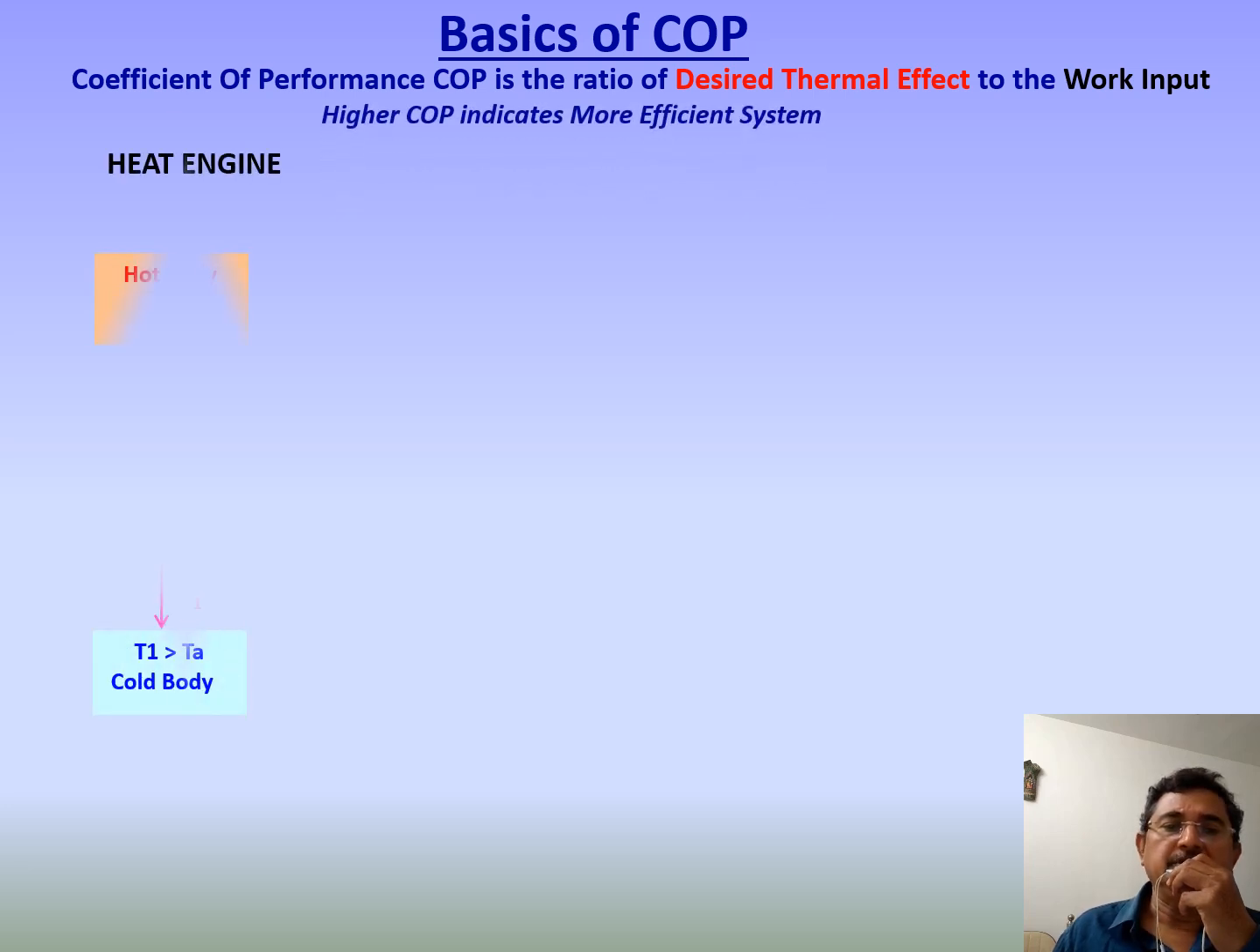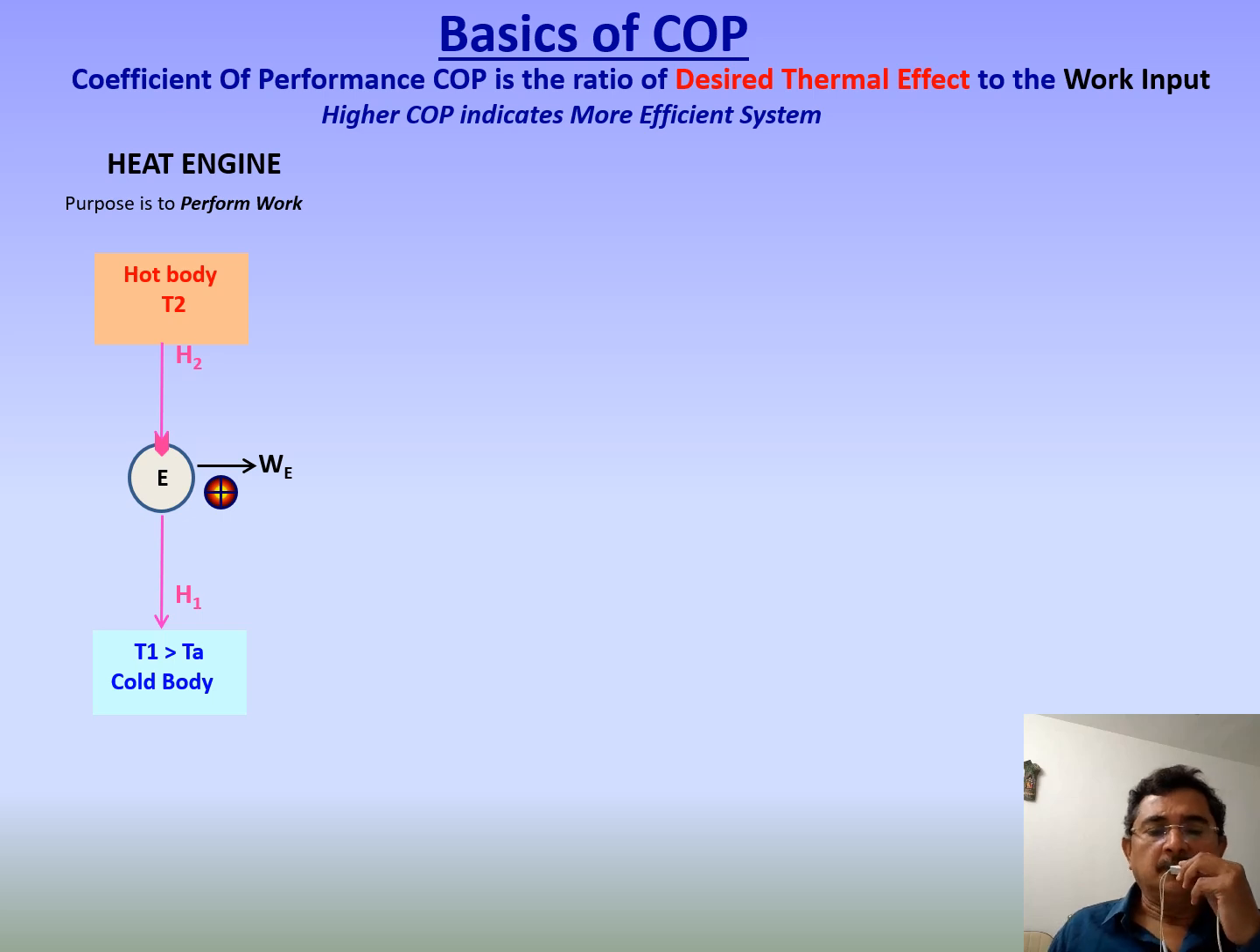Now consider the heat engine. The purpose of heat engine is to perform work. COP is not directly applicable to heat engine, but the measure of efficiency is the thermal efficiency of heat engine. In heat engine, the heat engine absorbs the heat from the hot body and converts it into mechanical work, which may be used for driving the shaft. The rest portion of the heat is then transferred to the cold body.